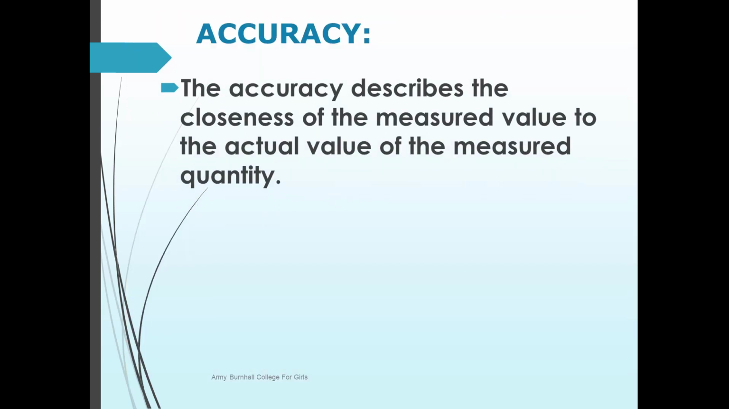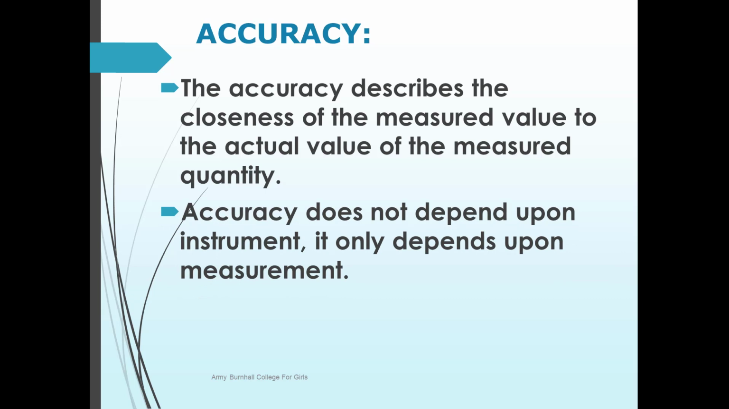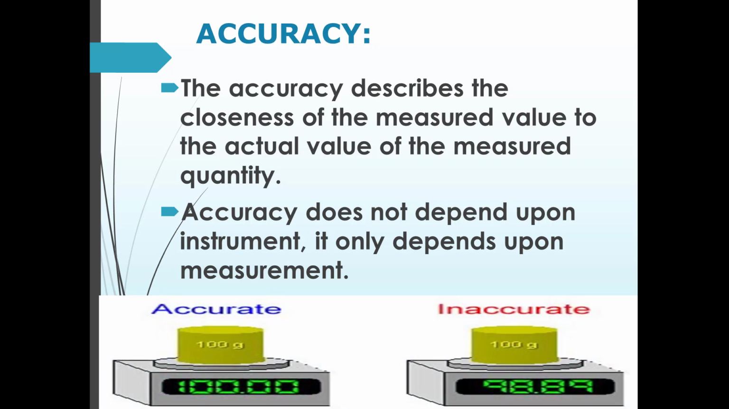So we can say that the accuracy describes the closeness of the measured value to the actual value of the measured quantity. So closeness of measured value to actual value is accuracy. Accuracy does not depend upon instrument, it only depends upon measurement. So if we are measuring the weight of some object which is 100 grams, and we are getting the correct reading, then it will be accurate. If we are not getting the correct reading, that will be inaccurate.